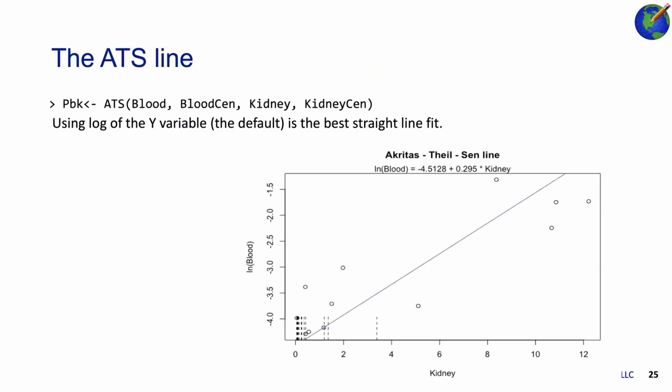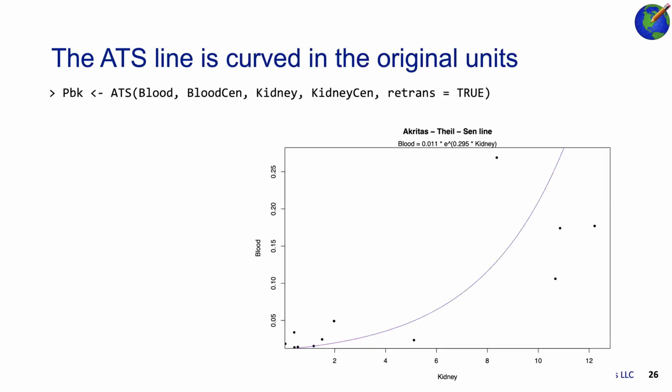You can again plot that equation and note where the nondetects are sitting. We could also take this back into original units, and it looks like a curve.